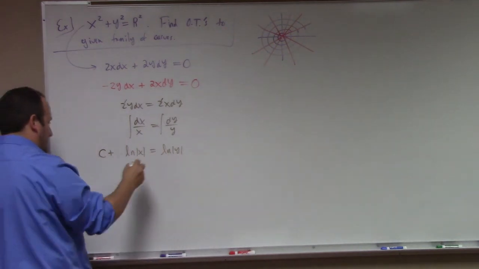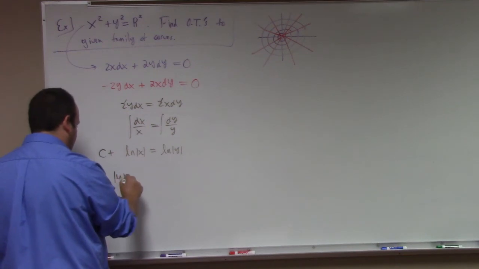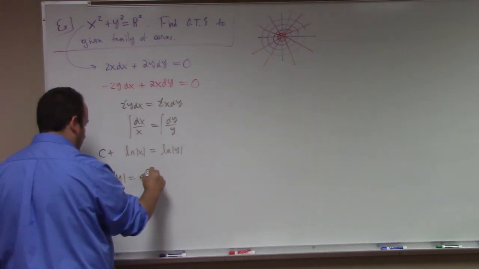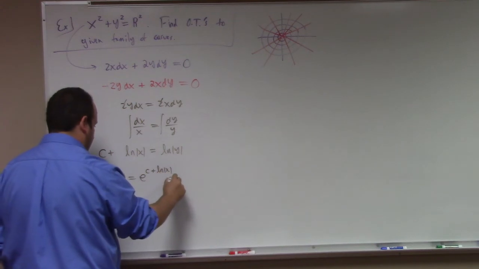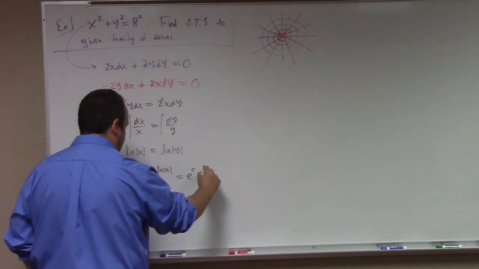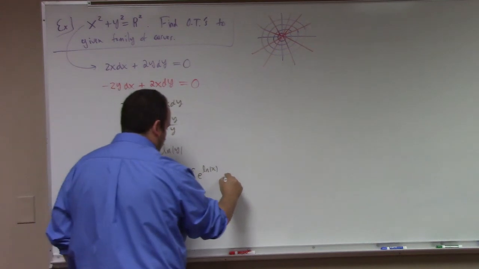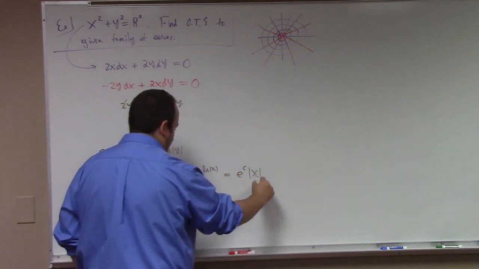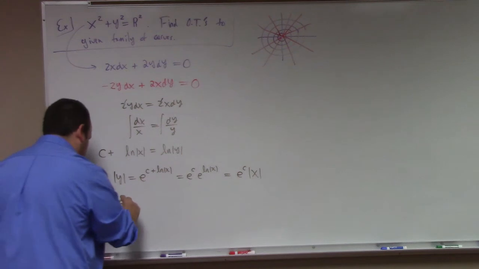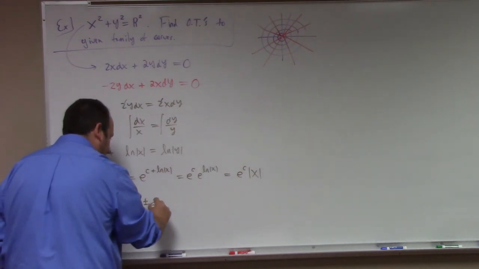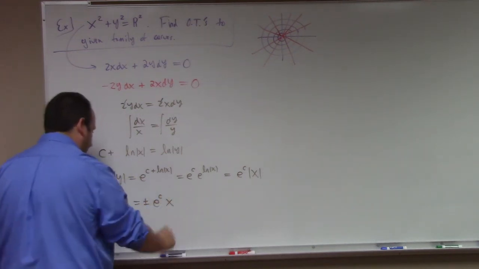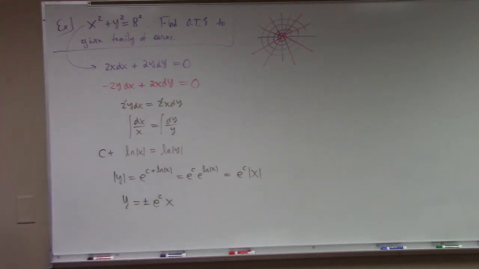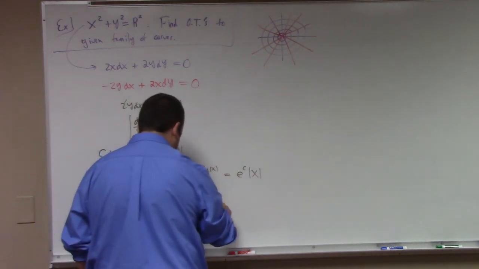And so then exponentiate both sides. We get the absolute value of y is equal to e to the c plus the natural log of the absolute value of x, also known as e to the c, e to the natural log of the absolute value of x, also known as e to the c times the absolute value of x. So consequently, y is plus or minus e to the c times x. Or you could leave an absolute value there. I mean, it's up to you. But cleaning it up a bit, I think what we have is y equals mx, yeah?